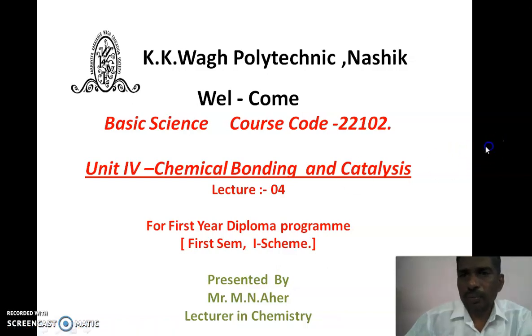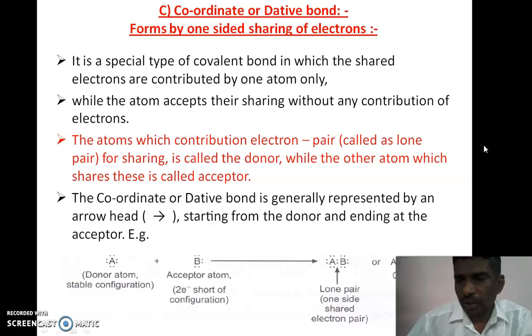In the previous lecture we discussed the types of bonding. The first one is the ionic bond, the second is the covalent bond, the third is the coordinate bond, the fourth is the metallic bond, and the fifth is the hydrogen bond. Today I am going to start the discussion with the coordinate or dative bond. This is the third type of chemical bonding.